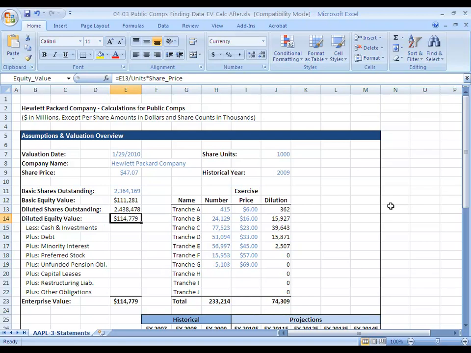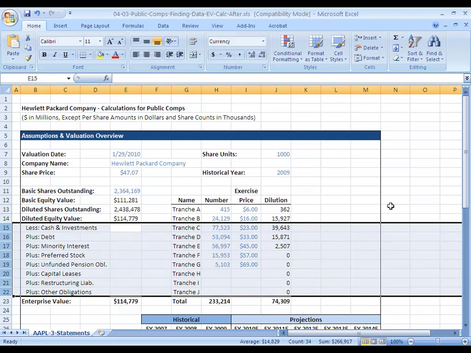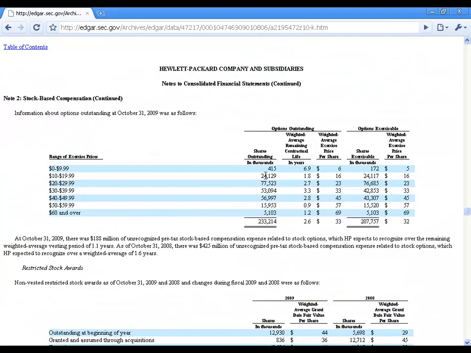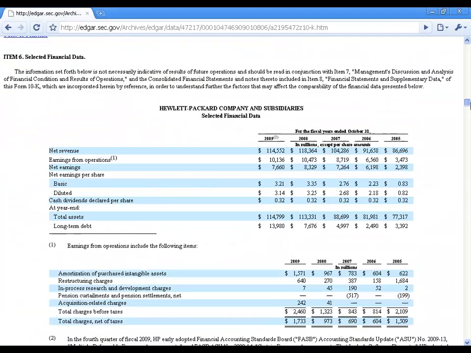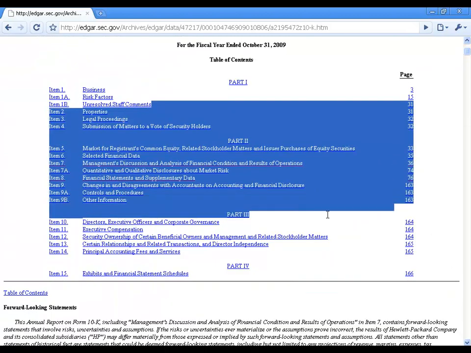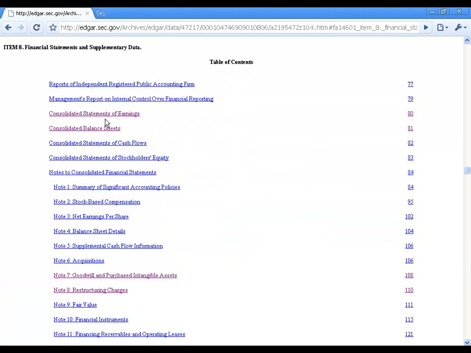Now the next step is to go through their filings and look for all these items: cash, debt, minority interest, preferred stock, pension obligations, capital leases, and so on and so forth. We're going to start on Hewlett-Packard's balance sheet for these. A couple ways we could find this. I'm just going to scroll to the top and go down, and sometimes they have links to the financial statements right here. Under financial statements and supplementary data, click on this, and then click on consolidated balance sheets.